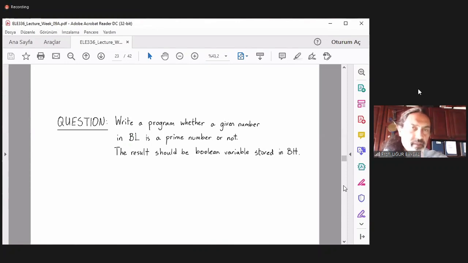They are indicated on this slide accordingly. Another example: you are expected to write a program that determines whether a given number in BL is a prime number or not. Okay, so that's very nice. Actually, this is like a laboratory exercise drill.